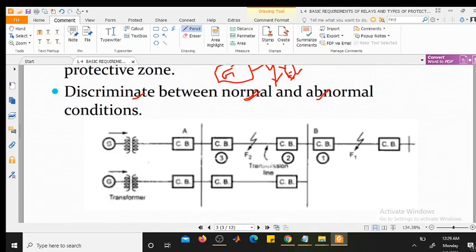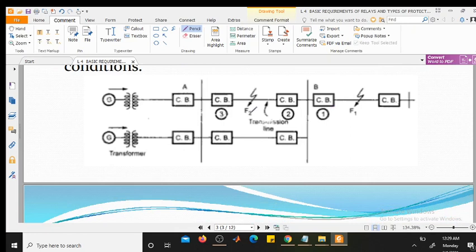Suppose consider a transmission line, section 3. If the fault occurs at F2, then the corresponding scheme should work. But the other circuit breakers, say this A circuit breaker or this one or this one, should not trip, because for that part whatever protection scheme is employed should work. That is selectivity.